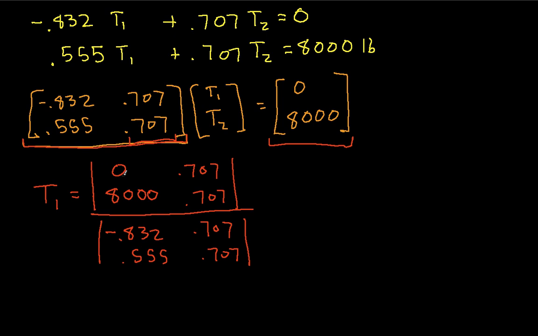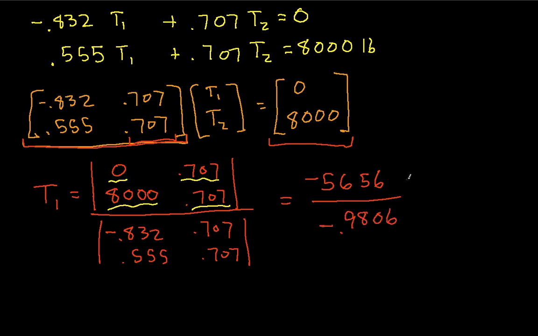Okay, and determinants are straightforward to compute. It gets to be a pain. For a two-dimensional matrix, your determinant would be the upper left times the bottom right minus the upper right times the bottom left. Again, I won't go through and actually calculate that, but when you make that calculation, you get a minus 5656 over minus 0.9806. And this gives us 5769 pounds.